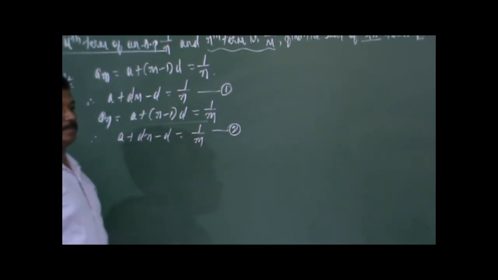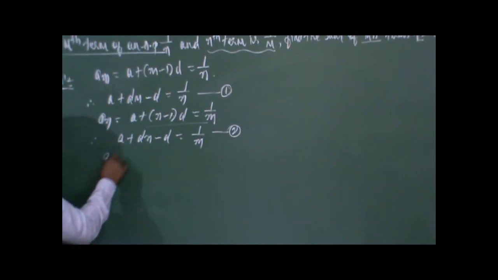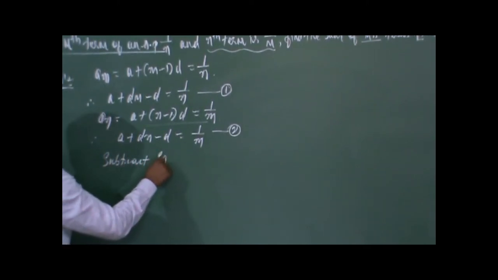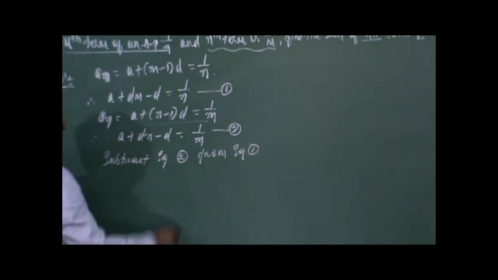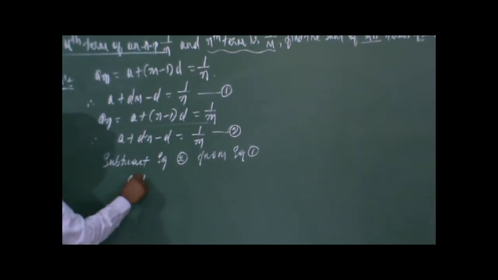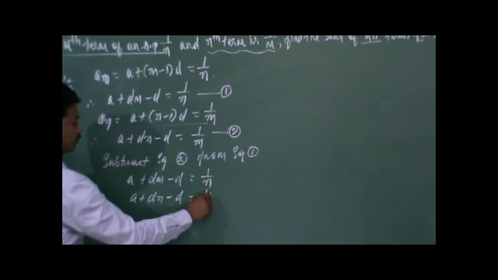Now in order to find the sum up to mn terms of an AP, we need the value of a and the value of d, which we are going to find by solving these two equations. So let us subtract equation 2 from equation 1. We will write equation 1 first: a plus dm minus d is equal to 1 by n, and equation 2 is a plus dn minus d is equal to 1 by m.